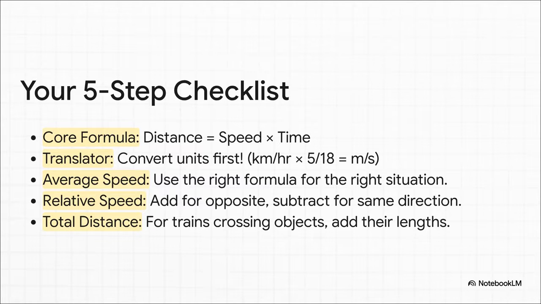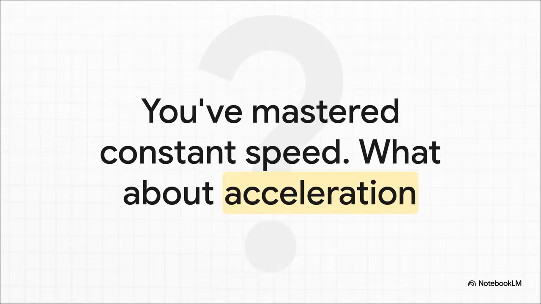4. If you've got more than one moving object, think relative speed. Add for opposite directions, subtract for the same. And finally, 5. For those train problems, always remember to add the lengths to get your total distance. So there you have it, a really powerful framework for solving any problem that deals with constant speed.